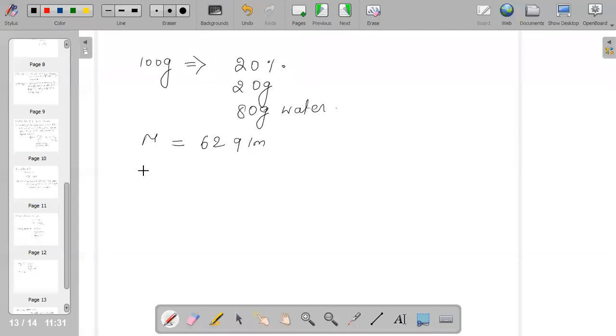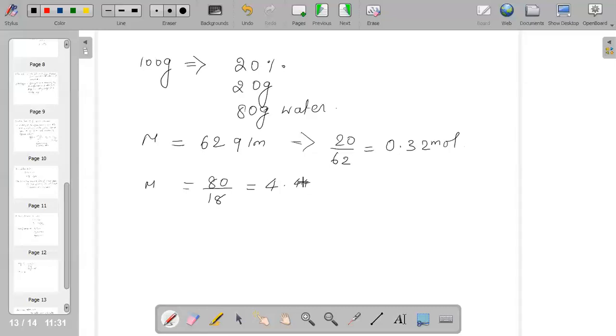And now we have to calculate the number of moles. So number of moles is given mass by molar mass. Hence we can say it is 20 by 62, which we will get as around 0.32 mole. And the molar mass of water, we know, is 18, and here the given mass is 80. So the number of moles of water will become 80 by 18, which is almost 4.44.